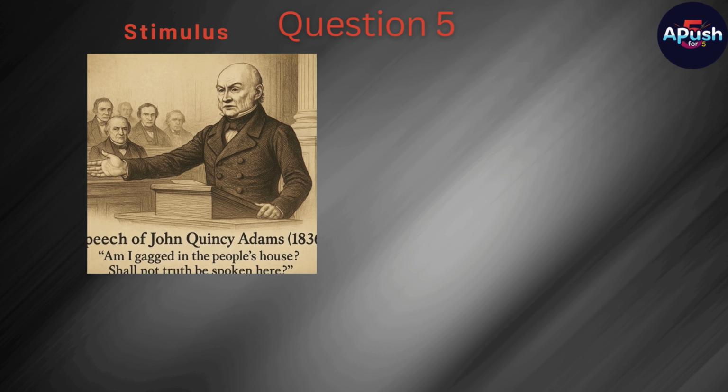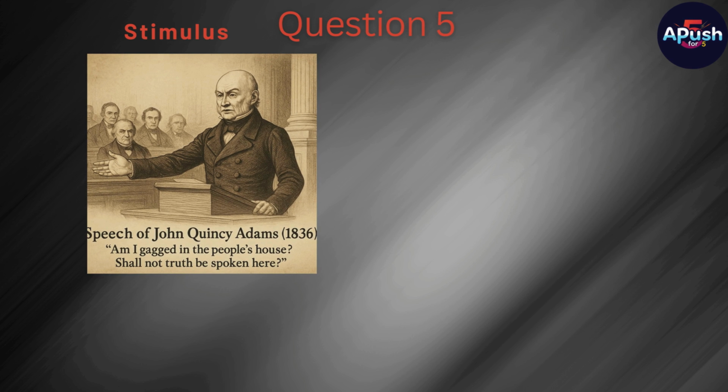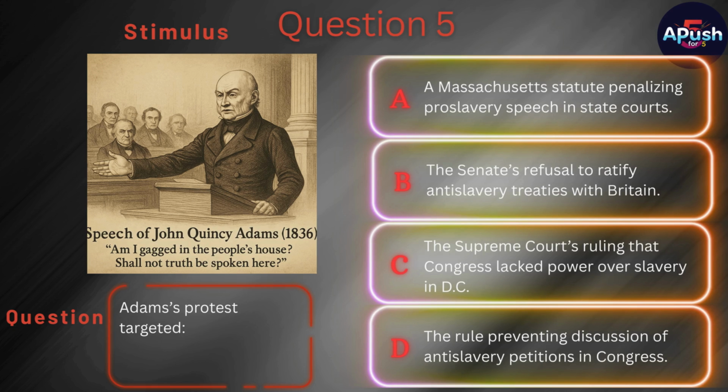Question 5. Stimulus. Speech of John Quincy Adams, 1836. Am I gagged in the people's house? Shall not truth be spoken here? Question. Adams's protest targeted: A. A Massachusetts statute penalizing pro-slavery speech in state courts. B. The Senate's refusal to ratify anti-slavery treaties with Britain. C. The Supreme Court's ruling that Congress lacked power over slavery in D.C. D. The rule preventing discussion of anti-slavery petitions in Congress.